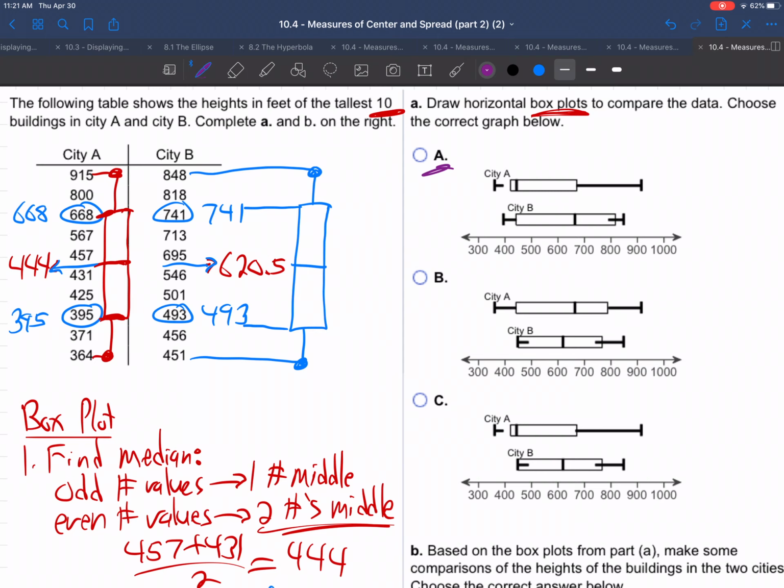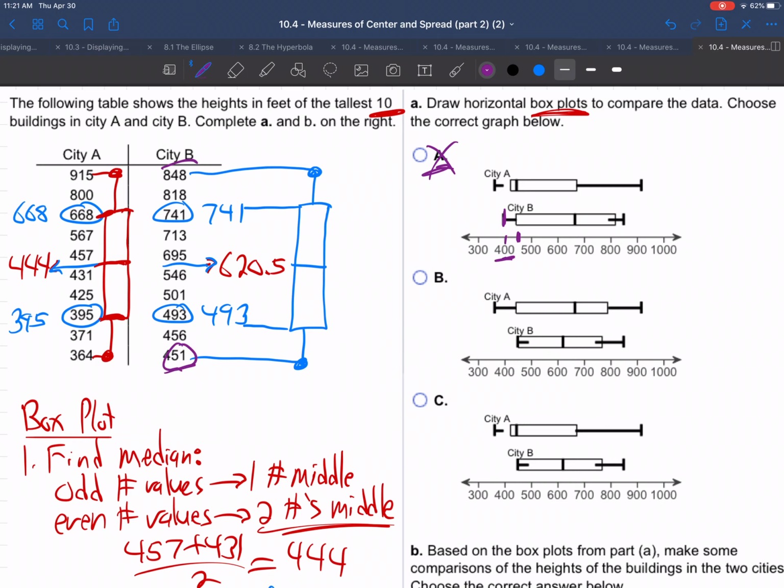Let's see. City B's lowest value looks like it's just below 400. Is that right? City B, lowest value. No, it's 450. It's not around 400. It should be about right there. The lowest value for city B, it's already wrong. No way. I just looked for one thing and that was just off. The lowest value for city B, they're having it below 400. It should be at 451.